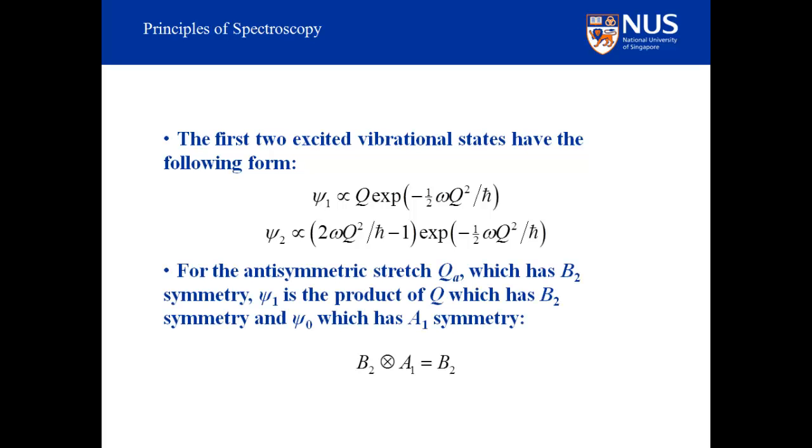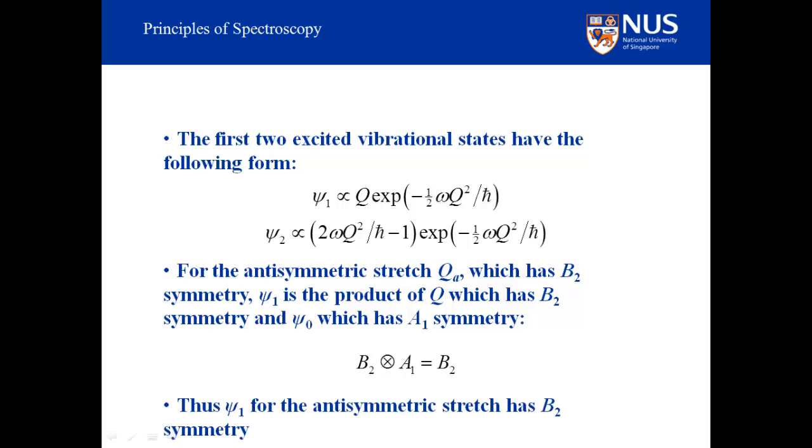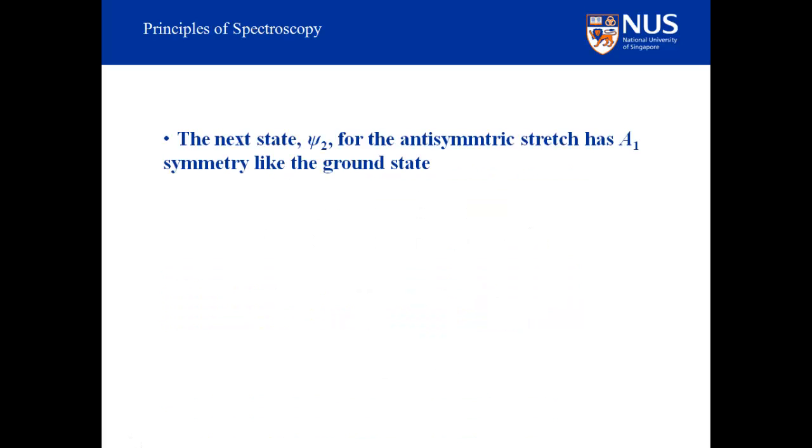For the asymmetric stretch Qa, which has symmetry B2, psi1 is the product of Q, which has B2 symmetry, and psi0, which has A1 symmetry. Thus psi1 for the asymmetric stretch has B2 symmetry overall. That is because the product of the irreducible representations B2 and A1 is equal to B2. The next vibrational state, psi2, for the asymmetric stretch, has A1 symmetry like the ground state.